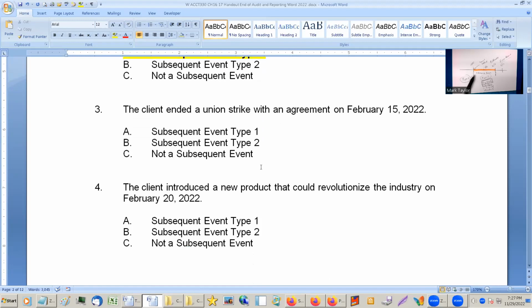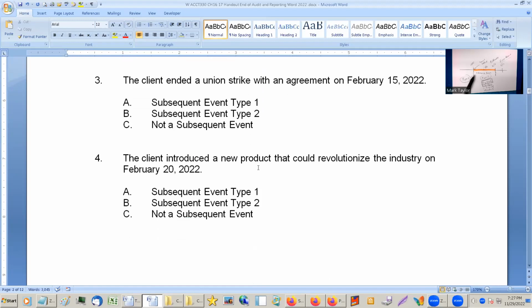Client ended a union strike with an agreement on February 15th. Normal business things are not considered to be subsequent event type 2 or even type 1. And if you have a union, they're going to be on strike every now and then. It's just the way it is. This is not a subsequent event.